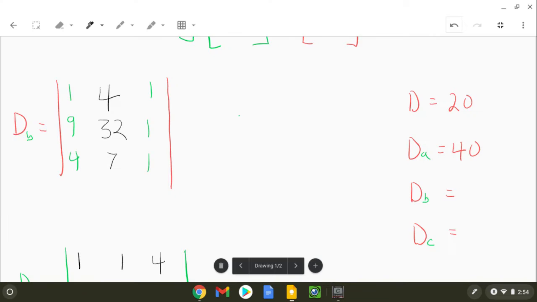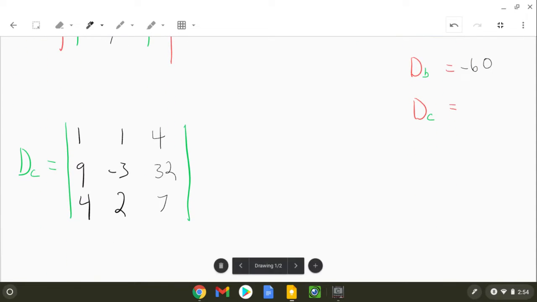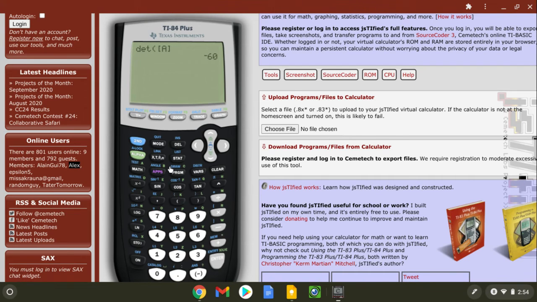So let me go ahead and record that. My d sub b was negative 60, so I'm going to write that down. And let's go ahead and find the determinant in C as well. If I go back into matrix here, you could go over to edit and then go down and create a new matrix. But I've already got it entered in matrix B here. I've replaced that third column with 4, 32, and 7.